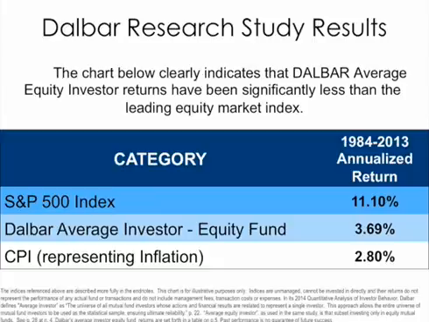So this chart, I think, clearly indicates that Dalbar average equity investor returns have been significantly less than the leading equity market index. And a part of that can be explained through investor behavior and clients changing investment strategies too frequently, based not on substantial changes of experiences or circumstances in their life, but because of the desire to chase, sometimes inadvertently, hot asset classes, market time, and engage in stock picking and track record investing.